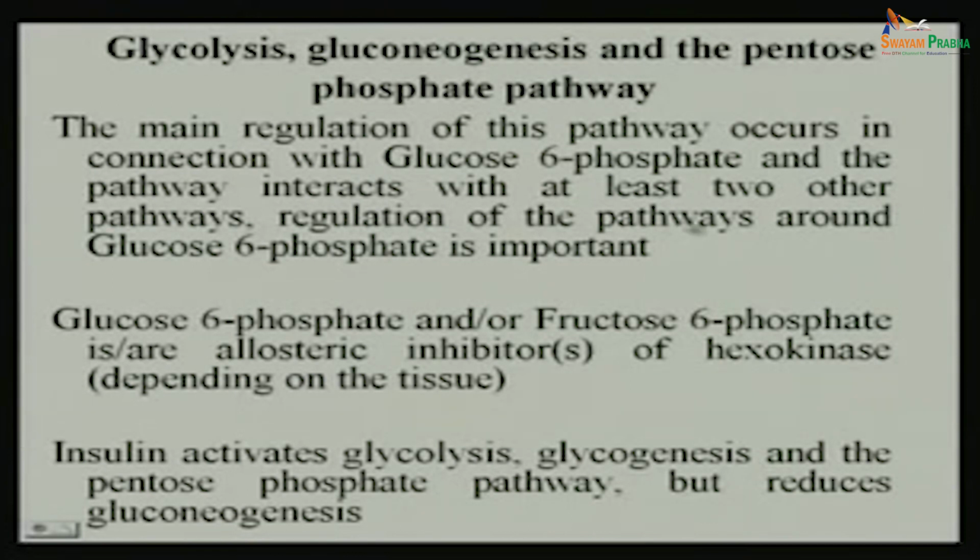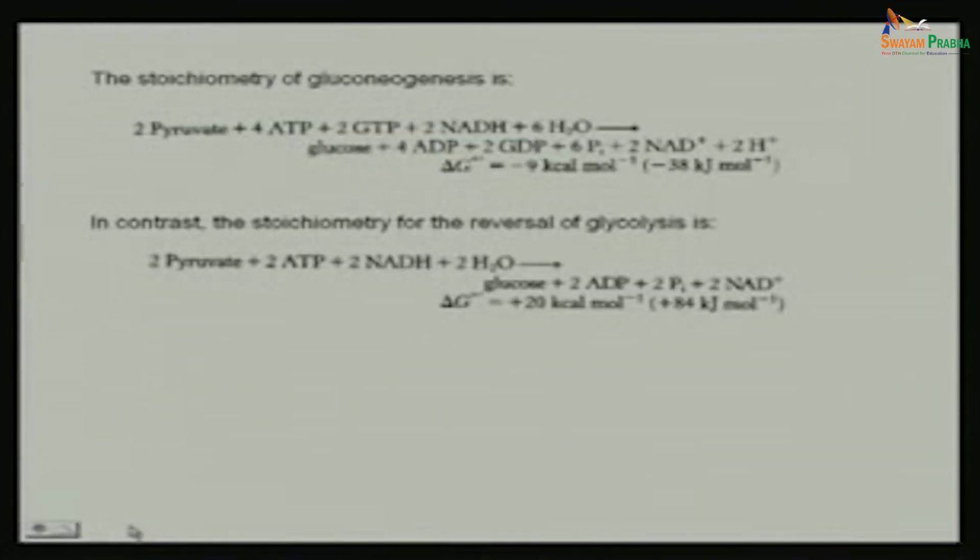Regulation of the pathways around glucose 6 phosphate is important. Glucose 6 phosphate and/or fructose 6 phosphate are allosteric inhibitors of hexokinase, or glucokinase, depending upon the tissue. Insulin activates glycolysis, glycogenesis and the pentose phosphate pathway, but reduces gluconeogenesis. These are some of the differences and similarities.